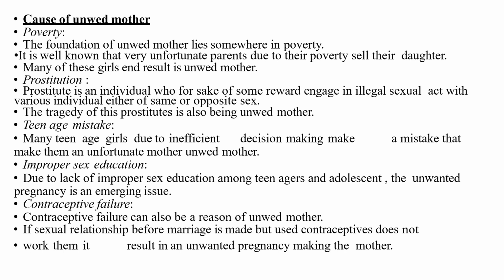So prostitution means an act of getting engaged in illegal sex with various individuals, either of same sex or of opposite sex. And if they are getting engaged with the opposite sex, there is a chance of pregnancy. And another reason is teenage mistake. Sometimes due to curiosity or due to inefficient capacity to take decisions, they may get engaged in relationships with partners or lovers, and that may end with pregnancy.